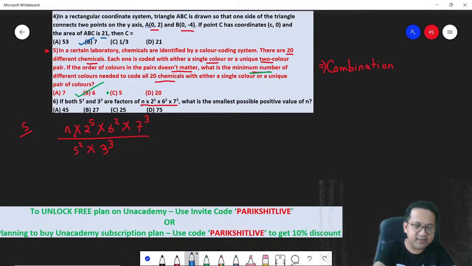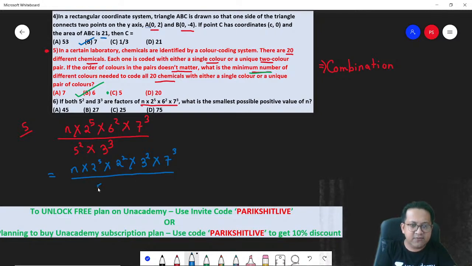Now, can you simplify the numerator a bit? N into 2 to the power 5. Can I write 6 square as 2 square into 3 square, right? 6 is nothing but 2 into 3. So I wrote 6 square as 2 square into 3 square, divided by 5 square into 3 cube.